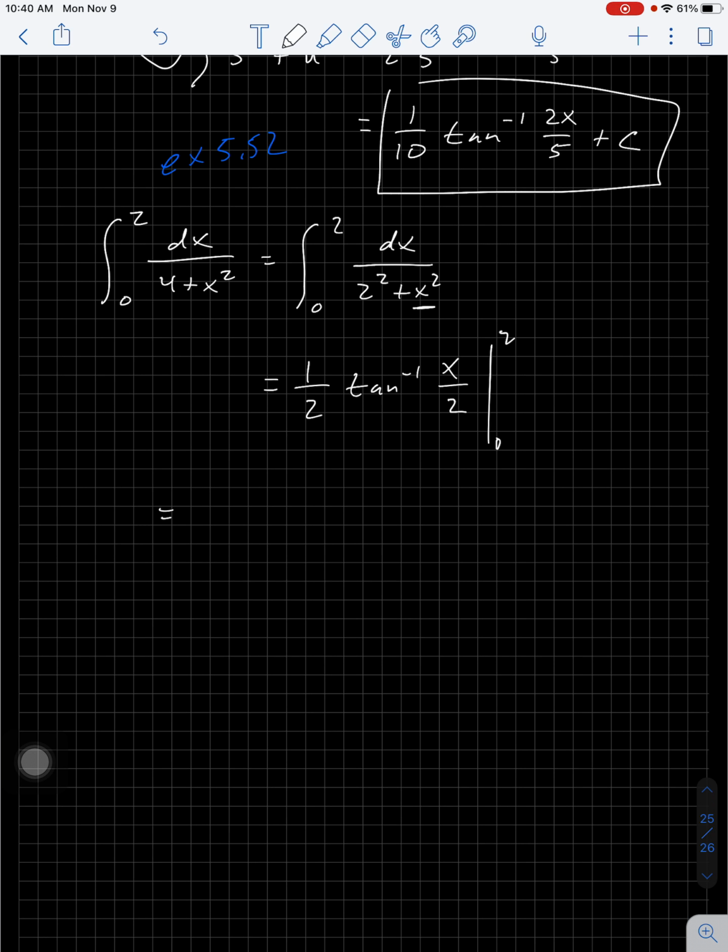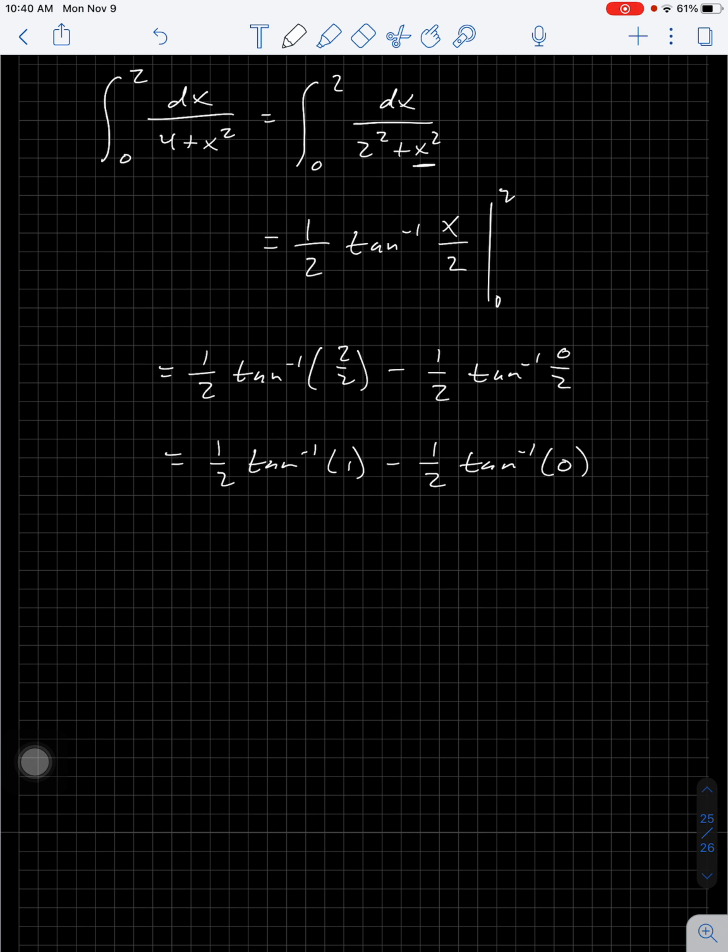So we're going to take the top value first and plug that in, 2 over 2, and then the bottom value, 0 over 2. So I'm looking at 1/2 times the inverse tangent of 1 and 1/2 times the inverse tangent of 0. This is a good time to review what this means. If you had me for pre-calc, I had you write out this sentence when we did it, and I think that's still a great idea if you're confused.